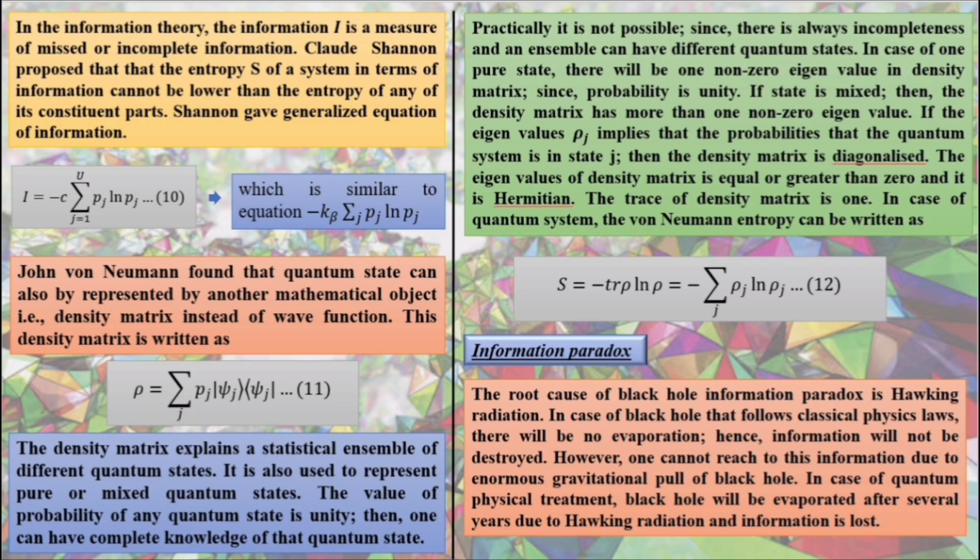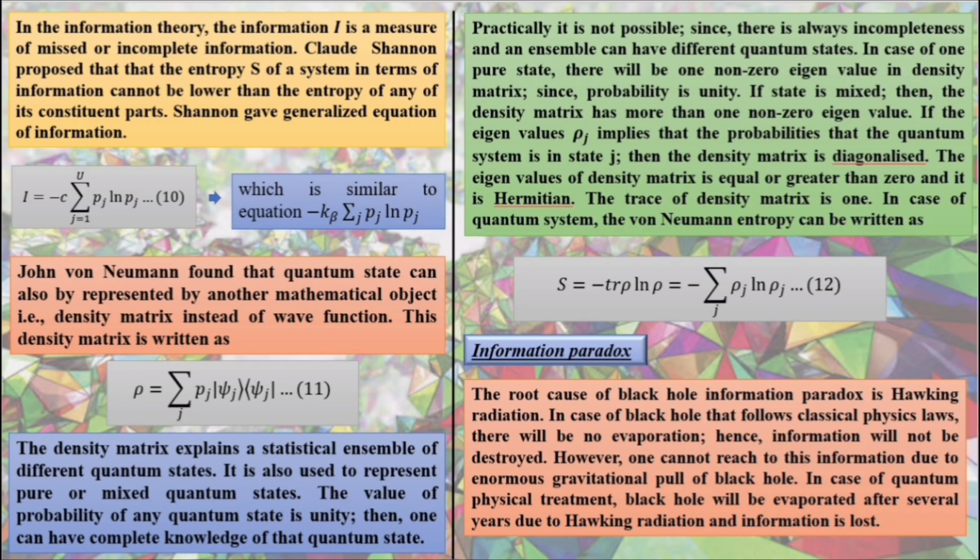John von Neumann found that in quantum mechanics, the quantum state can also be represented by another mathematical object, that is the density matrix instead of the wave function. This density matrix is written as rho is equal to the summation over j of p_j, ket vector psi_j bra vector psi_j. The density matrix explains a statistical ensemble of different quantum states. It is also used to represent pure or mixed quantum states.